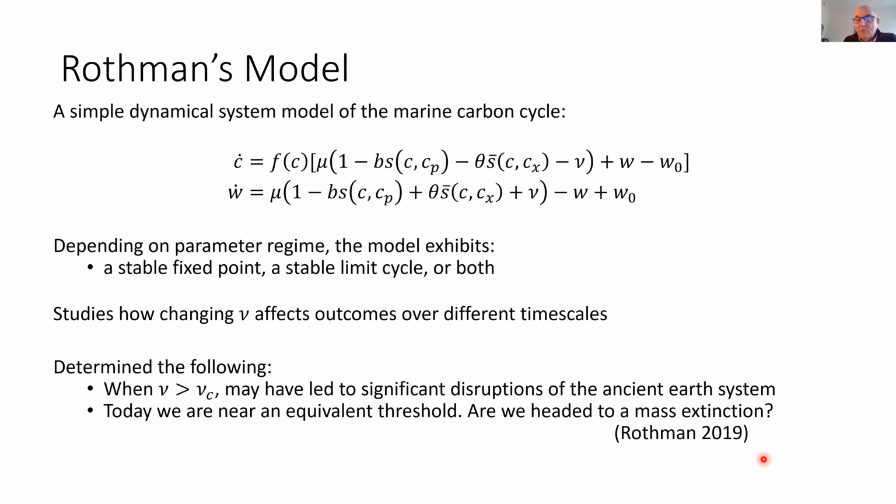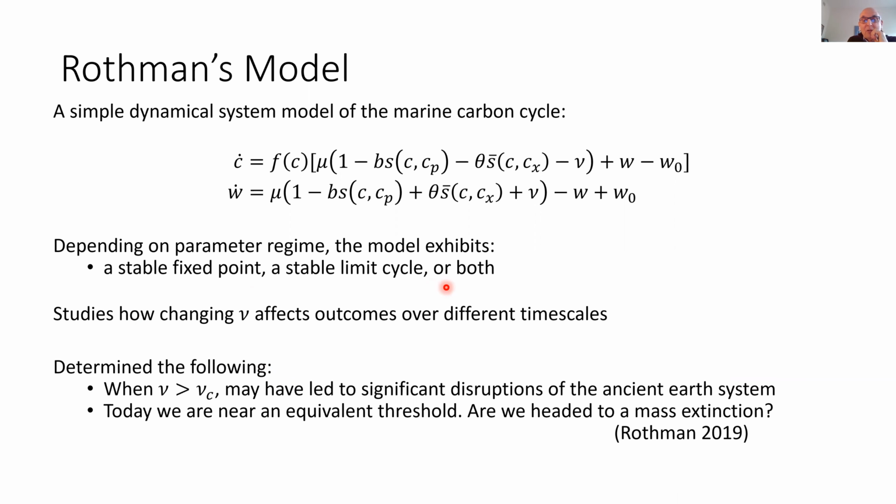There was a recent paper by Rothman in 2019 in which he came up with a simple dynamical system model for the marine carbon cycle. It's simple, but it hides a lot inside these functions here. I'm not going to go into the whole model, but C and W are the various variables relating to the chemicals that tell you how much carbon there is in the ocean and so on. But let me talk more about the mathematics here, since I don't want to spend too long on this.